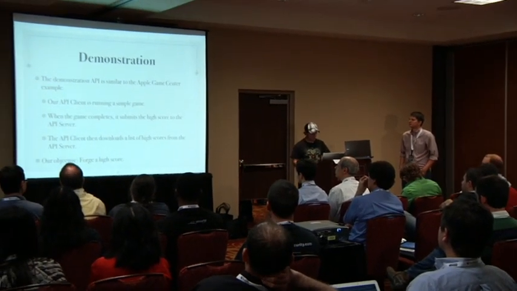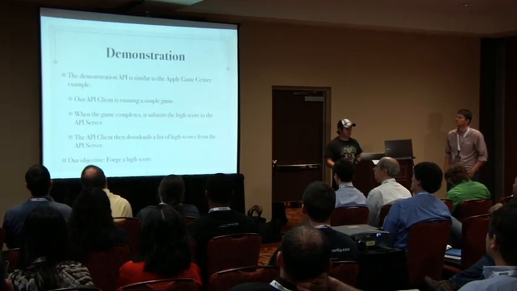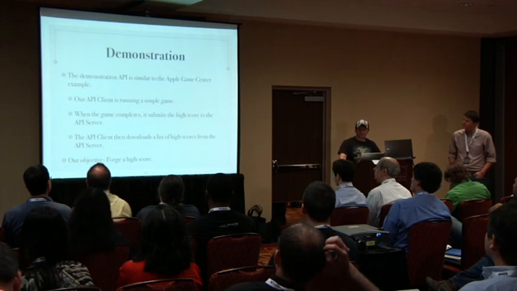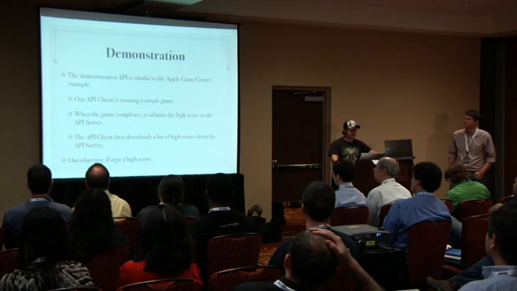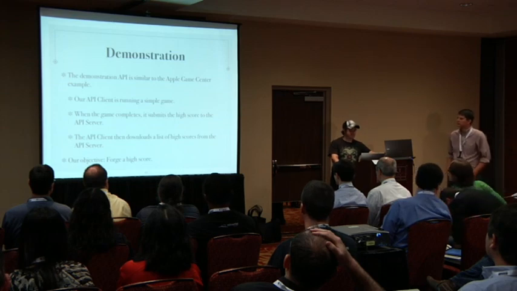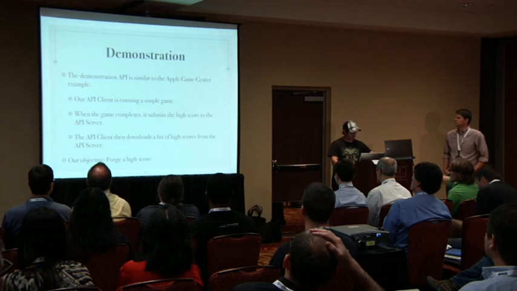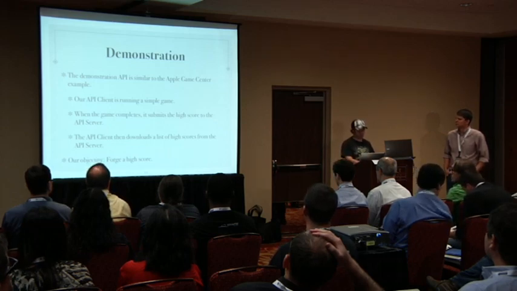All right, so the demonstration is going to be pretty similar to the Apple Game Center example, as Mark mentioned. The API client is running a simple game. When the game finishes, it submits the high score to the API server. And the API client is then going to download a list of the high scores using a GET request from the API server. So our objective here is to cheat, right? We're going to try to forge the high score and make it something much higher than any normal person would be able to get.